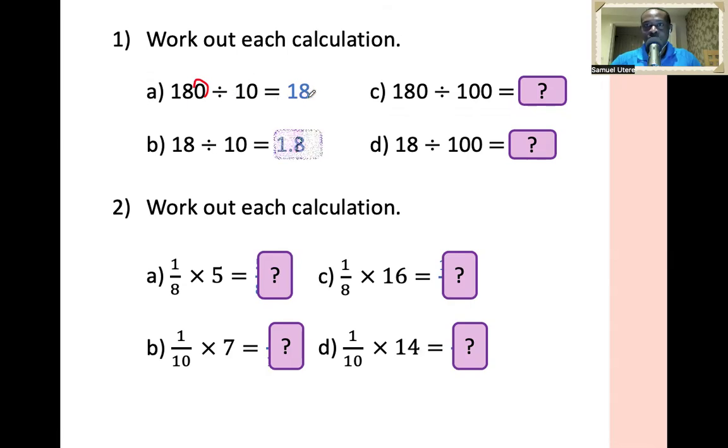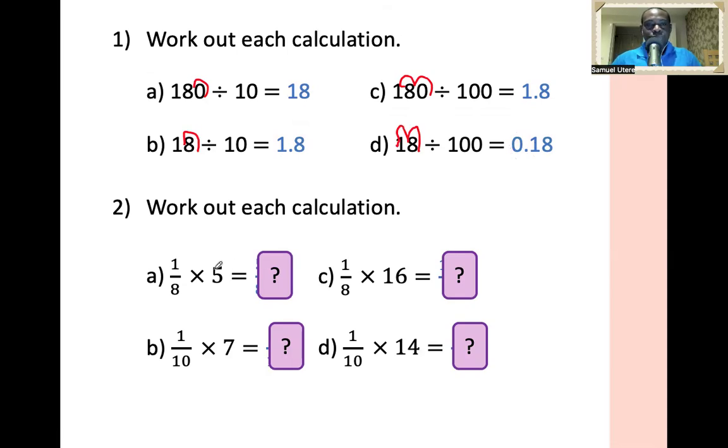Next one is 1.8. Why? We're dividing by 10. That's 1.8. Here, we're dividing by 100. So that would be 1, 2. That's 0.18.